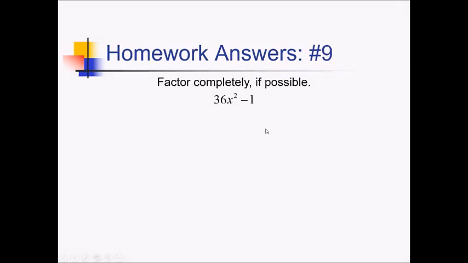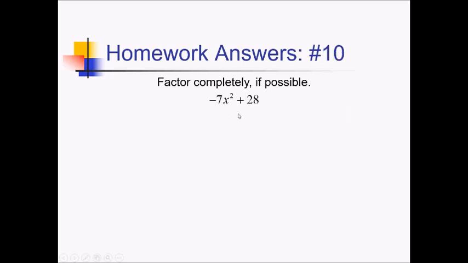For this problem, we're trying to factor something in the form a squared minus b squared. So that answer will take the form of a plus b, a minus b. So for a, we've got the square root of 36x squared. That's 6x. For b, we have the square root of 1, which is also 1. So we're going to have 6x plus 1 and 6x minus 1.